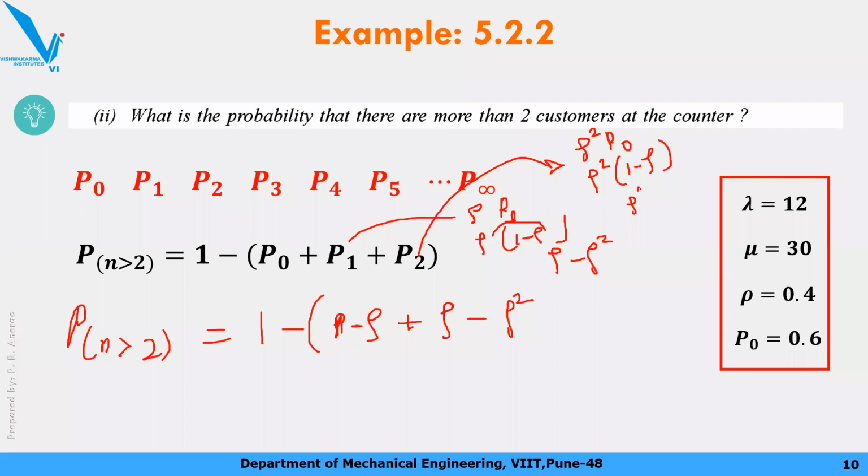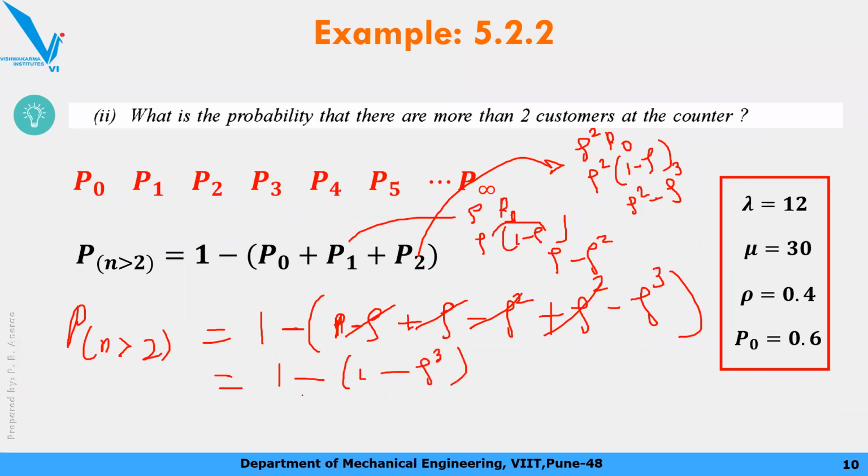So rho square into 1, that is rho square. Rho square into minus rho, so that will be minus rho cube. So I'll put it here in place of p2: rho square minus rho cube. Okay, so this minus rho plus rho, minus rho square plus rho square will get cancelled. Now we got 1 minus rho cube. Okay, so we'll simplify this. 1 minus 1, minus minus plus rho cube. So this minus plus 1 get cancelled, you got rho cube.